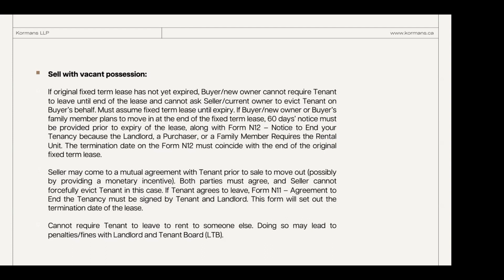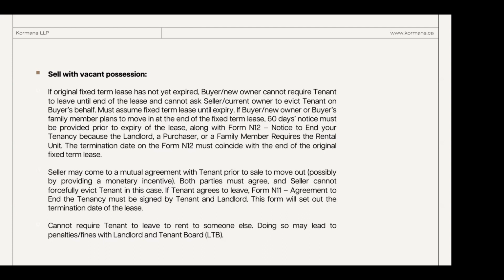Now, you can't require a tenant to leave just because you want to rent the property to somebody else. Okay. That's been tried many times. It never succeeds. If a tenant objects to that, or a tenant smells that or gets wind of it, they're going to object to it, even if they move out. And after the fact, the tenant finds out there was an N12 given to me. I was told the buyer needs it for their own family member. It was all a sham.